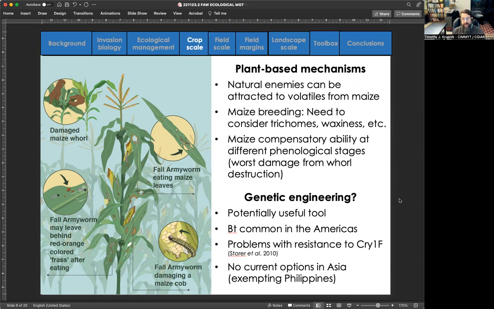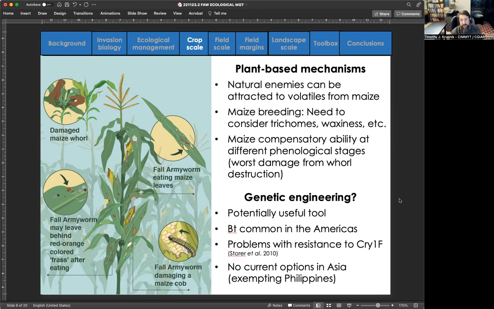How can we, for example, find mechanisms and ways that the host plant can actually call out for help through increased expression of volatiles if attacked? There are other considerations that can be brought into breeding. For example, the need to consider trichomes, or the hairs on leaves, leaf waxiness, and so on. There's only been recent efforts and recent successes in Africa around developing maize that is tolerant to fall armyworm in various ways. And we do need to accelerate similar work to that in Asia as well.